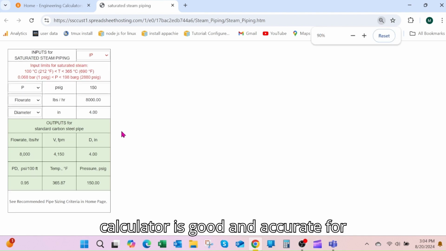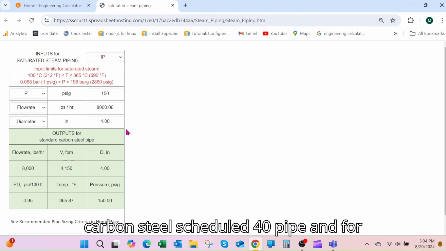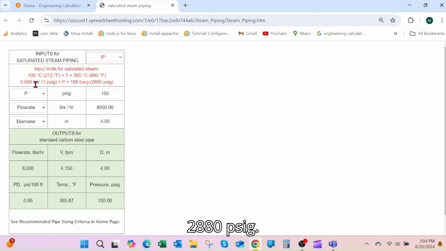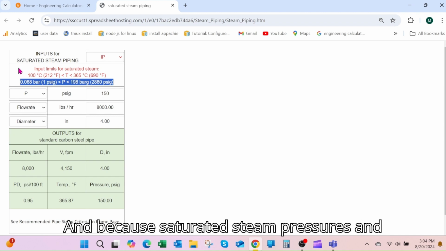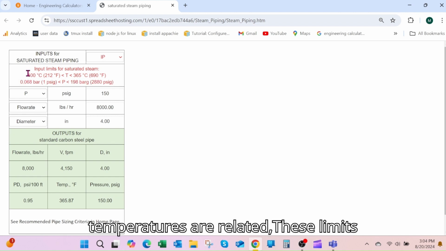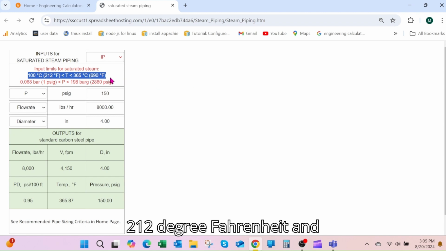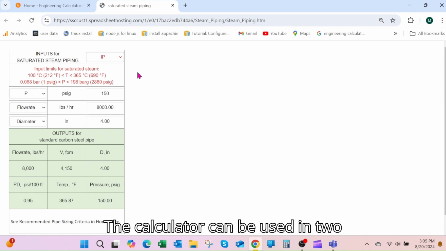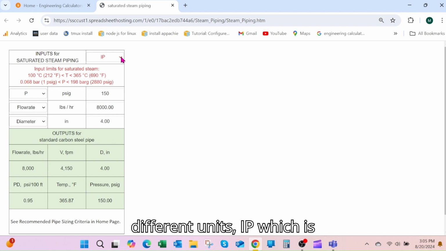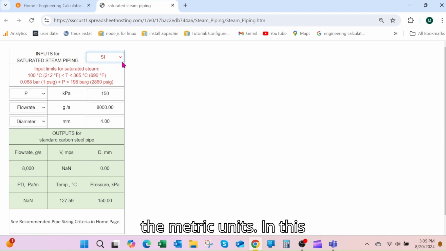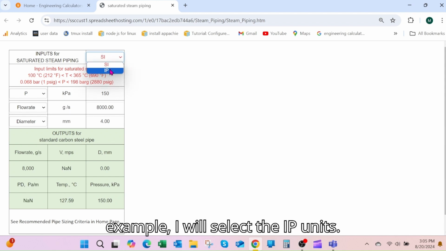The calculator is good and accurate for carbon steel schedule 40 pipe and for saturated steam pressure between 1 psig and 2880 psig. And because saturated steam pressures and temperatures are related, these limits in terms of temperature would be between 212 degrees Fahrenheit and 690 degrees Fahrenheit. The calculator can be used in two different units, IP, which is inch-pound, and the other one SI, which is the metric units. In this example, I will select the IP units.